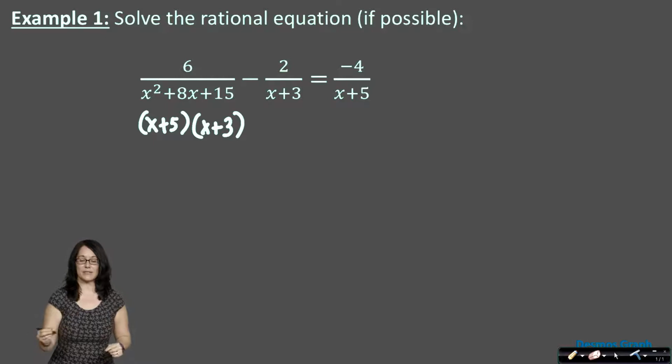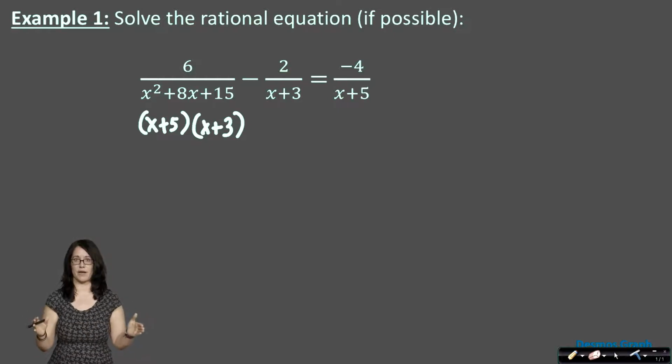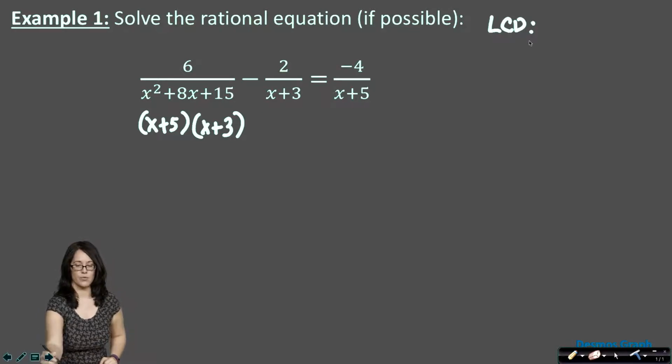Notice to get my LCD, once I have everything factored, which it appears I do now, my LCD should account for every factor of the first denominator and then take on any new factors that I see as I move from left to right. If you forgot that, check back our last video on simplifying and combining rational expressions, okay? So the LCD in this case would be the entire first denominator of x plus 5 times x plus 3.